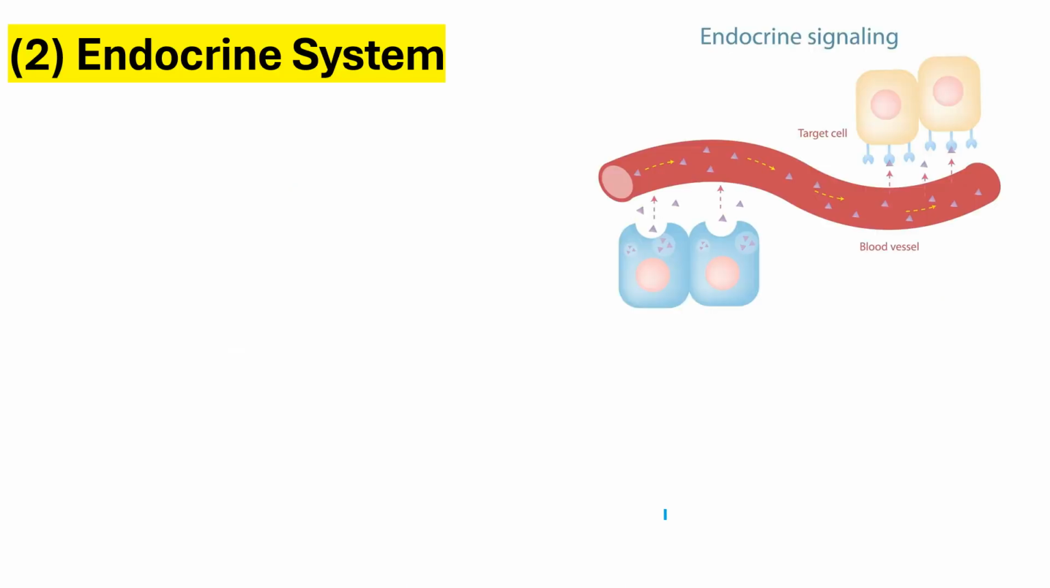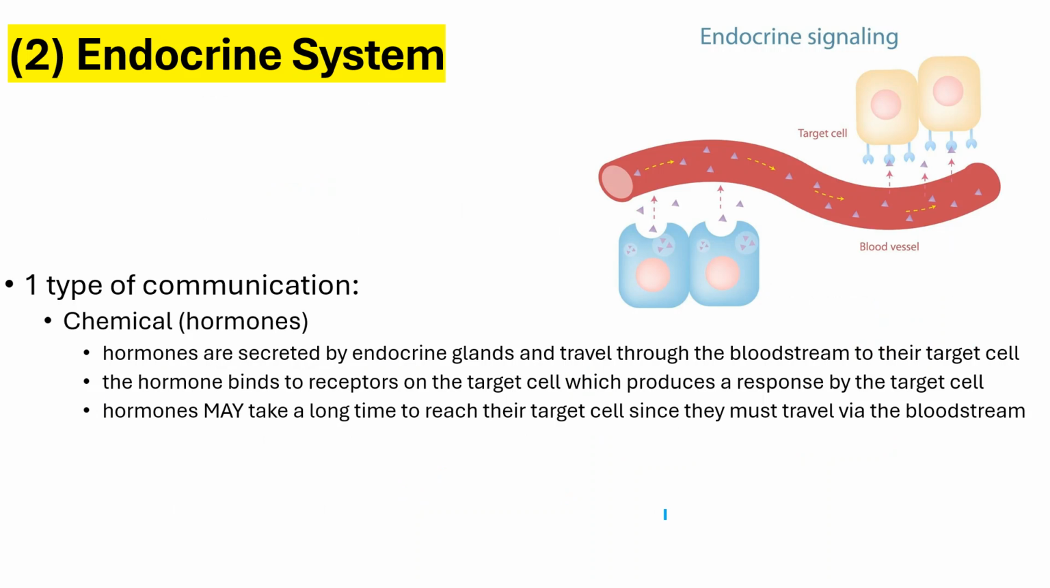Now, the endocrine system, on the other hand. Where the nervous system used two types of communication, the endocrine system is only going to use one, and it's going to use chemicals, but these are hormones rather than the neurotransmitters used in the nervous system. Hormones are secreted by endocrine glands. We're going to talk about that more in this chapter, and they travel through the bloodstream to their target cell. We have a nice little graphic up here so you can see those endocrine glands right there secreting those triangular hormones.